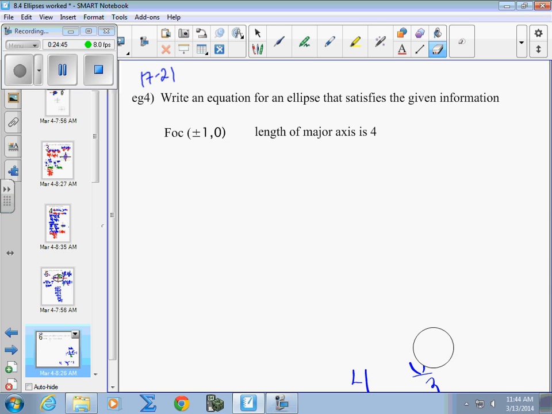On this particular problem, 17 through 21, some of the problems are like this. They ask you to write an equation for an ellipse that satisfies the given information. Has a focus of plus or minus 1 and 0, and has a length of the major axis of 4.